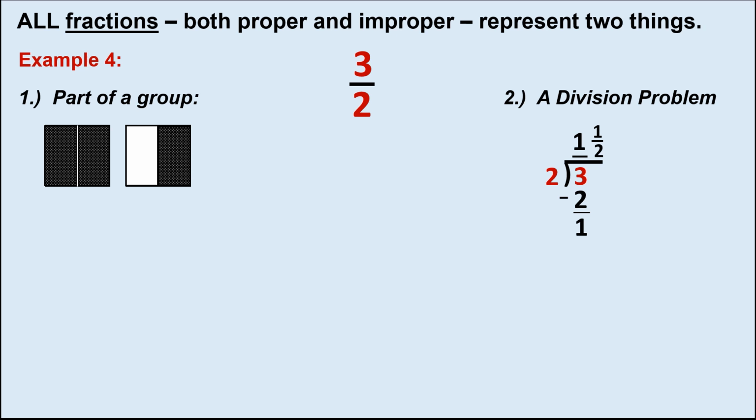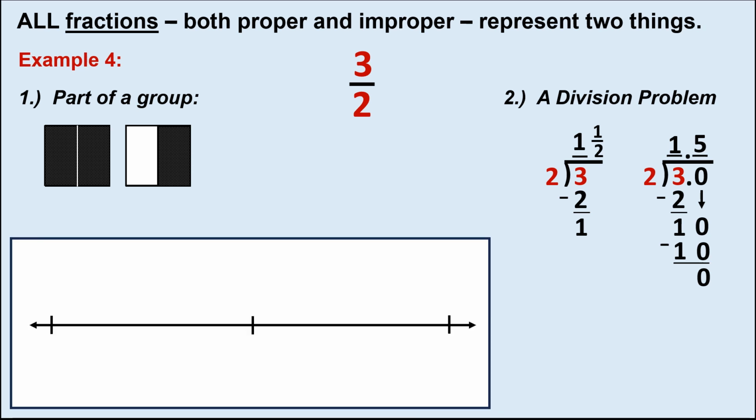Next, we repeat the process for the decimal equivalency. We roll the fraction to the right and complete the division process. Our decimal equivalent is 1.5. As in our previous examples, let's plot a quick number line.